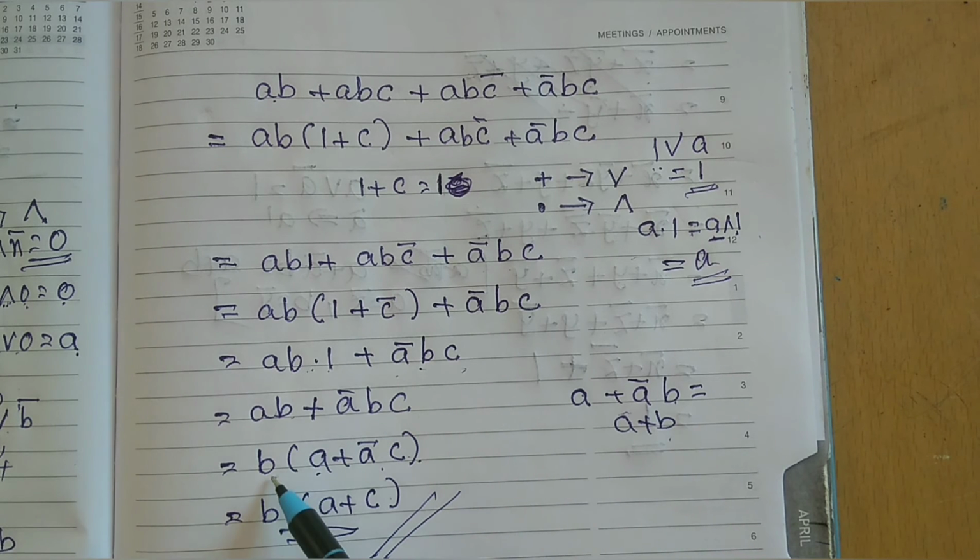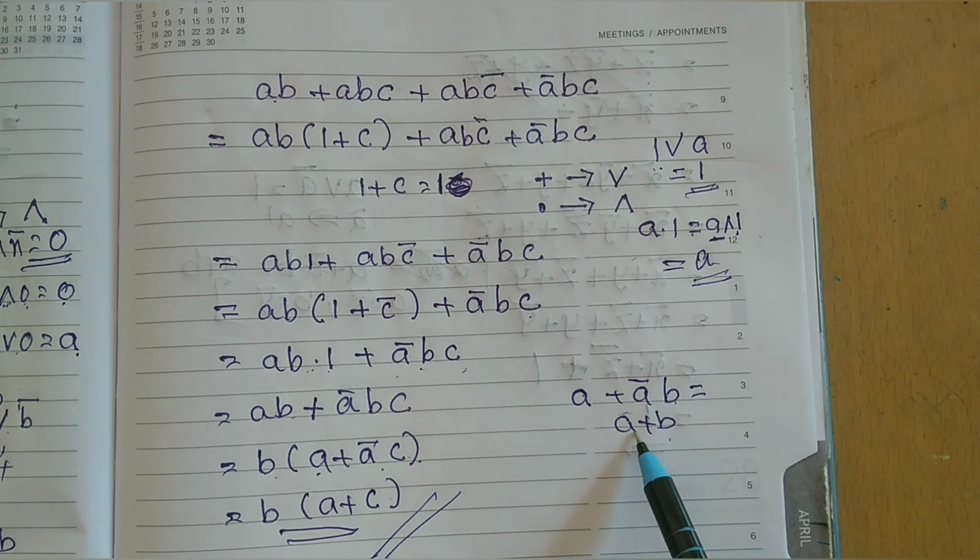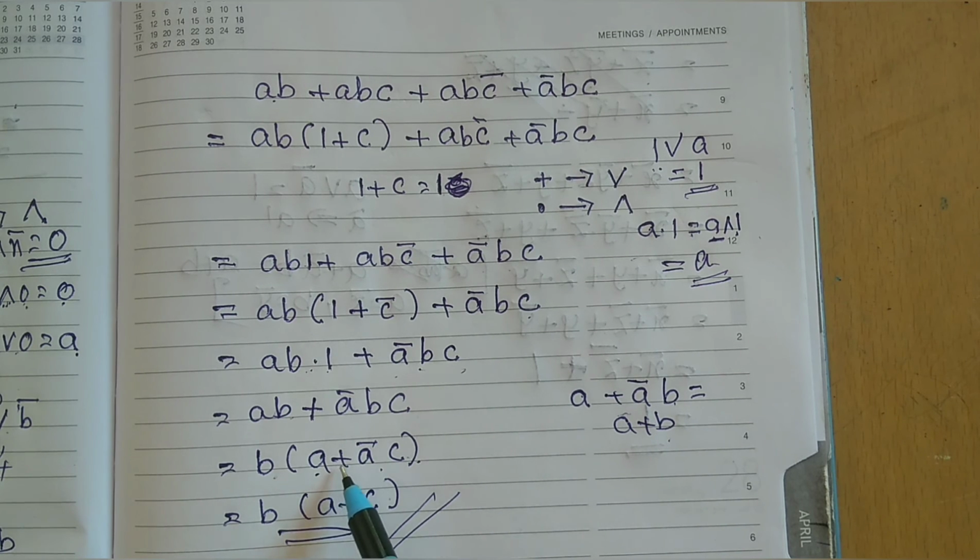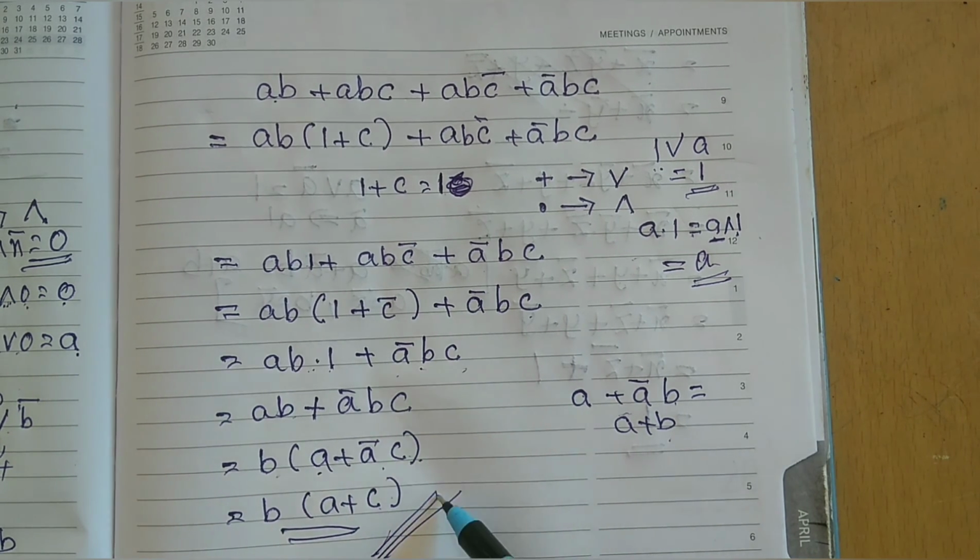Now we take B as common, that is B into (A plus A bar C). But we have the formula. What is the formula? A plus A bar B is equal to A plus B. So A plus A bar C is equal to A plus C. So this is our required simplified term.